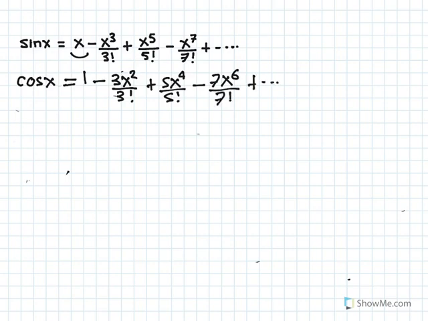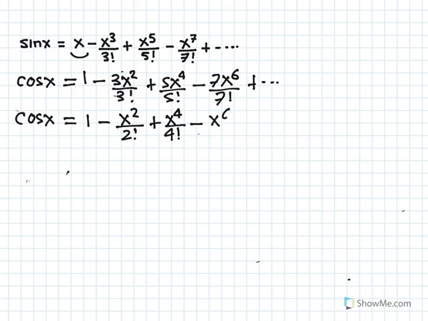So if we simplify this, we get cosine x is equal to 1 minus x squared divided by 2 factorial plus x to the 4th divided by 4 factorial minus x to the 6th divided by 6 factorial.